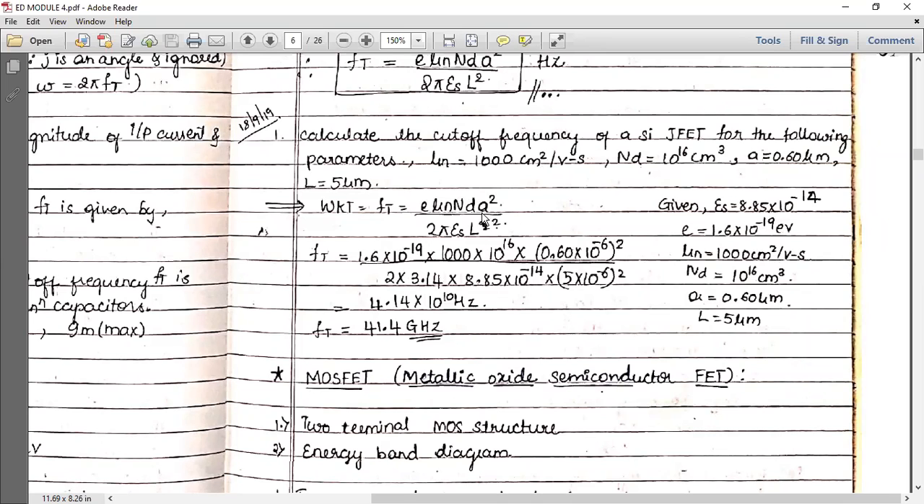Once we substitute all the values given in the question, you first solve the numerator, then you solve the denominator. After solving this, we get the cutoff frequency required for a JFET is about 41 gigahertz. This is the value we obtain once we solve this.